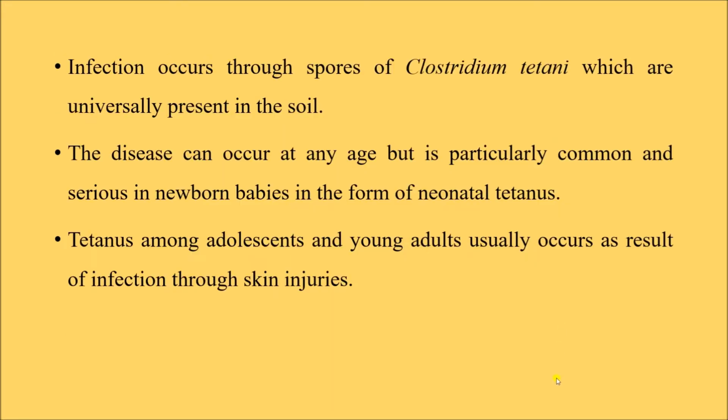Infection can occur through spores of the bacteria which are universally present in the soil. The disease can occur at any age, but it is particularly common and serious in newborn babies in the form of neonatal tetanus. Neonatal tetanus is a very important topic, and we shall discuss it in detail. Tetanus among adolescents and young adults can also occur because of infection through a skin injury.